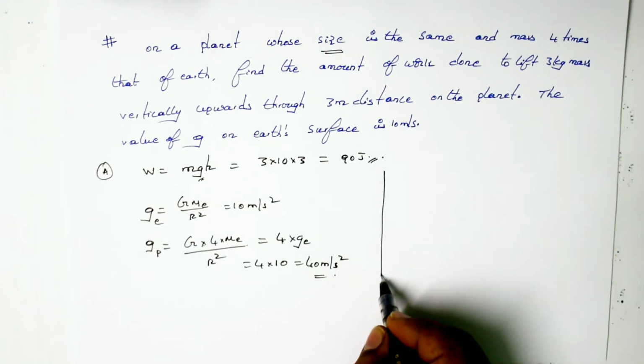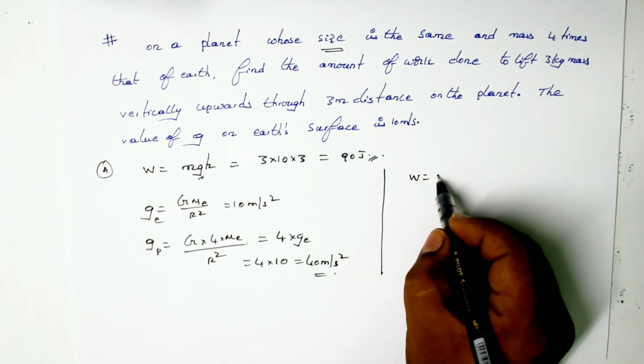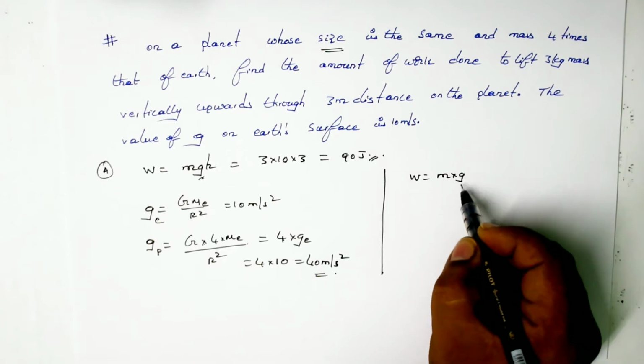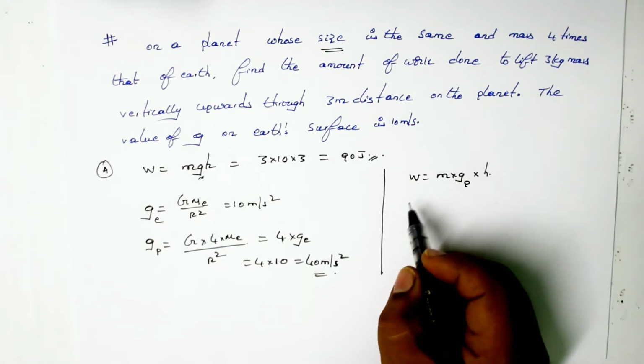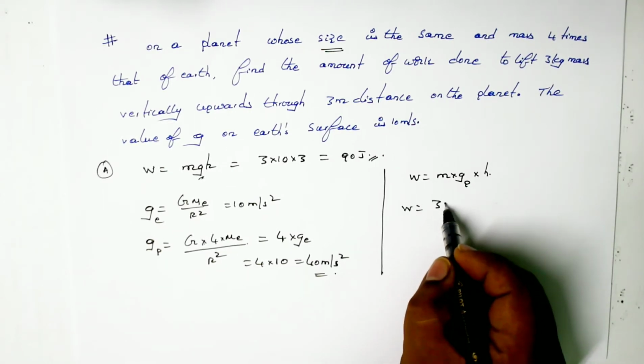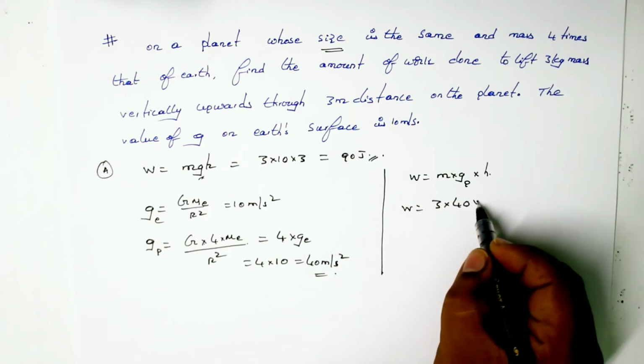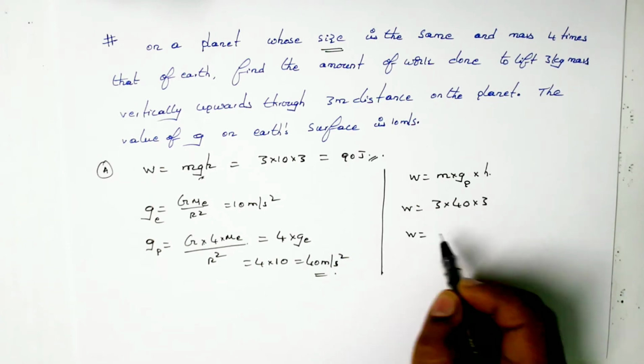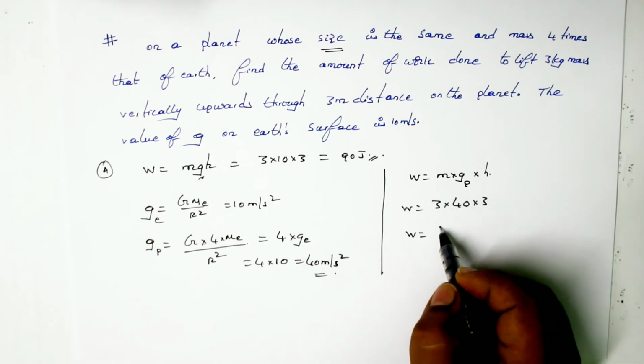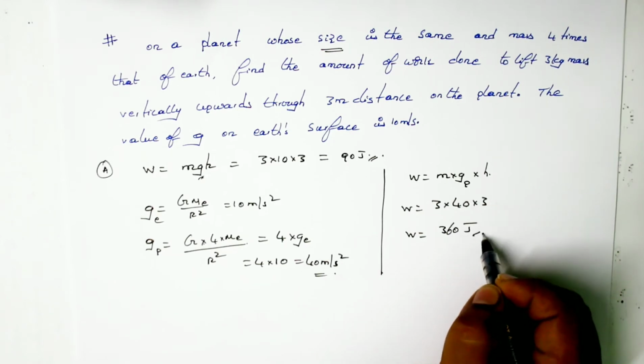Now, if I calculate the work done again, then it is m into g_planet into h. Therefore work done is equal to mass 3, g value 40, height 3. So 9 3s are 27, no wait, 3 into 40 into 3 gives 360 joules. So 360 joules will be the work done.